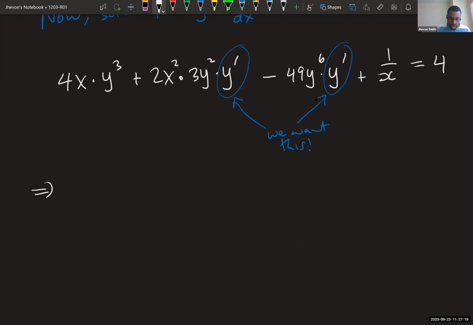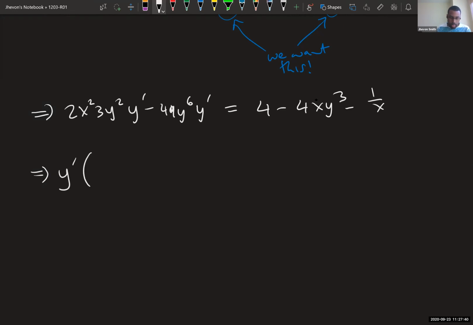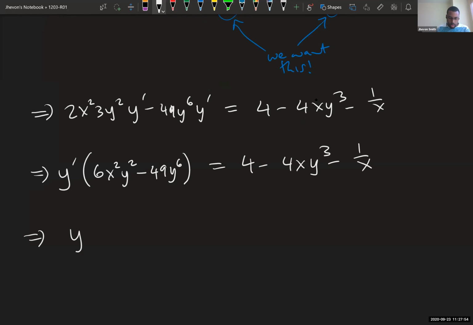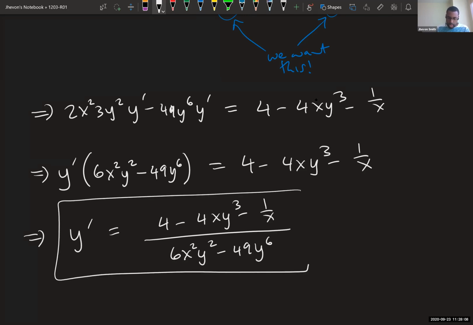So you leave all the terms with the thing you want on one side, and then you bring everything else to the other side. Then you factor out the common term, so that would be 6x squared y squared minus 49y to the 6. And then you just solve for that by division. And that's your answer.